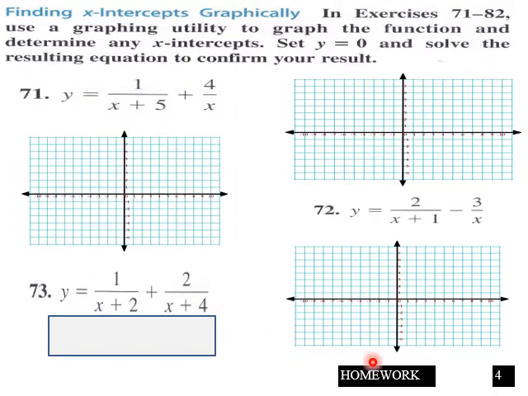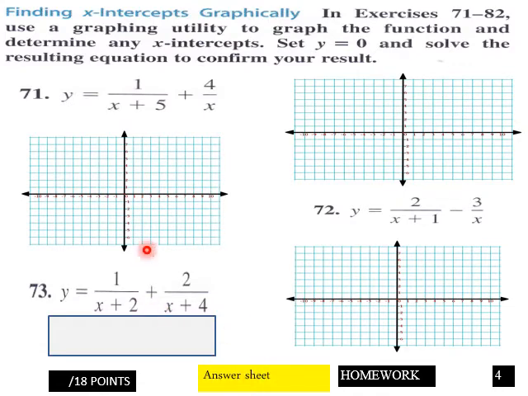Then page 4, use a graphing calculator to graph the function, determine any x-intercepts. You can do that on your graphs here. Set y equals 0, then solve the resulting equation to confirm your result. And so that's just a confirm, but the important thing here is to graph these on these grids. And this is your answer sheet, so I expect to see the graphs here. And then you can identify x-intercepts, etc., on your graph.